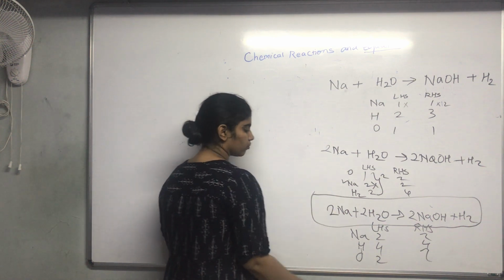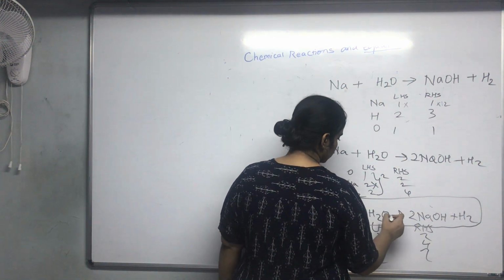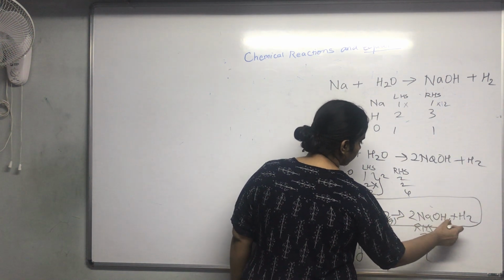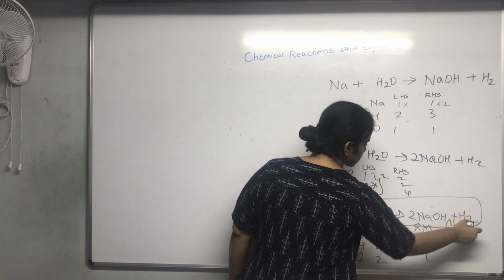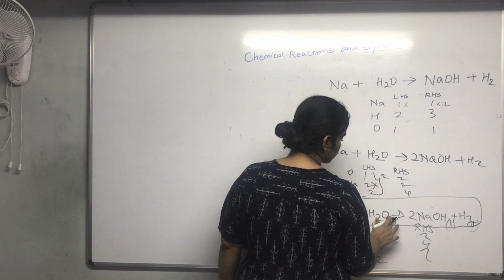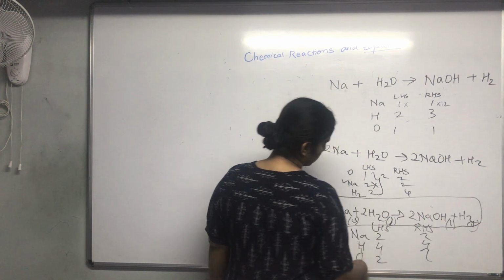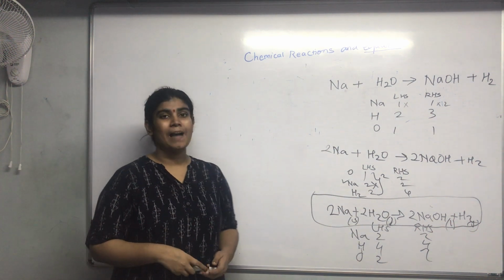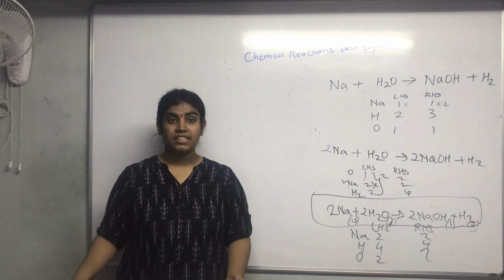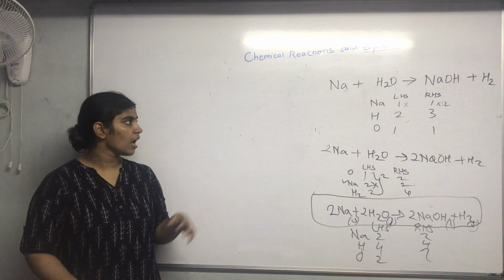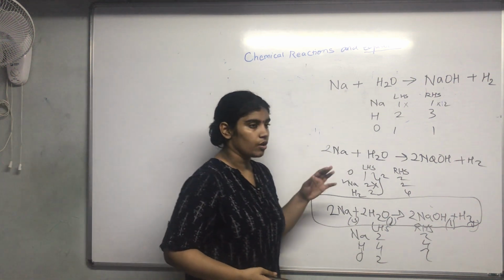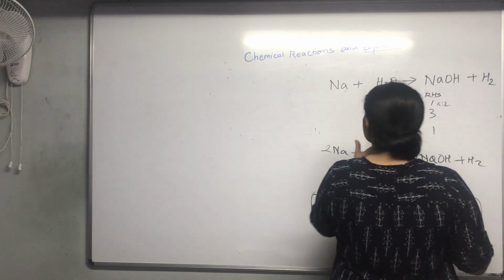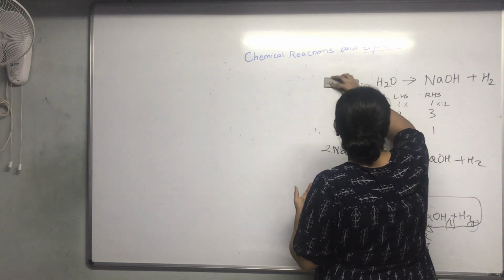Now what you're going to do is add states: solid, gas, or maybe liquid. Since these both are solid and liquid, we will assume this is liquid. So this is how you balance the chemical equation. Now that we have learned how to balance the chemical equation, we will move on to chemical reactions.